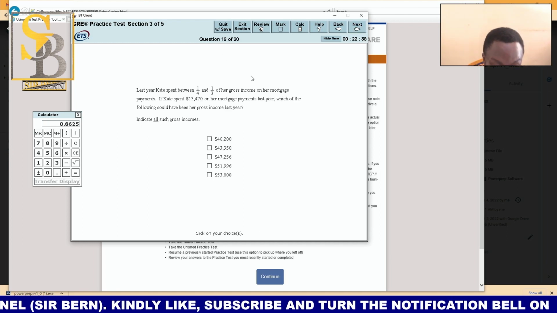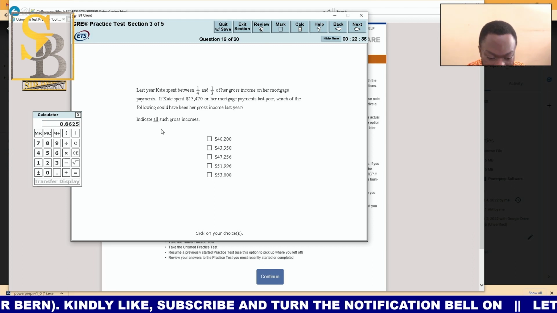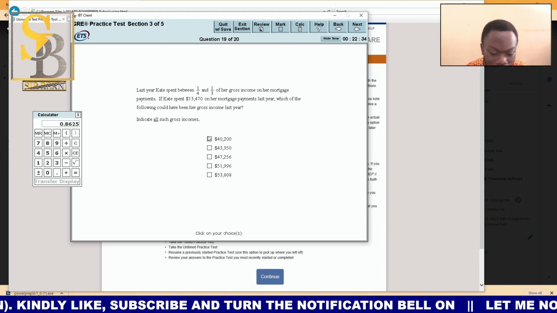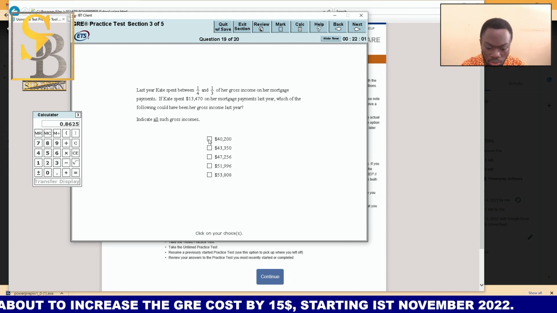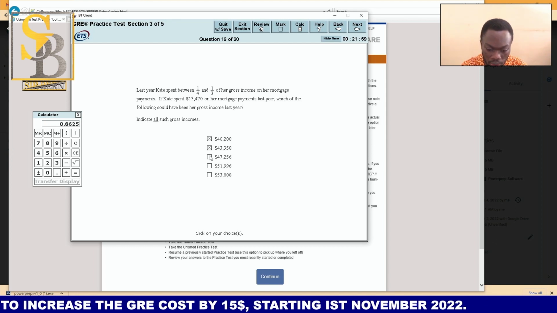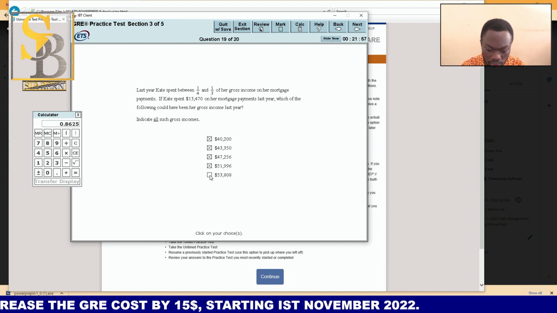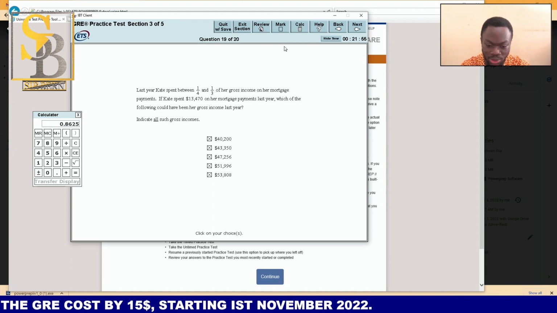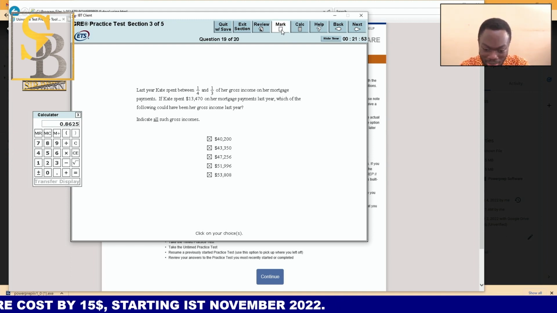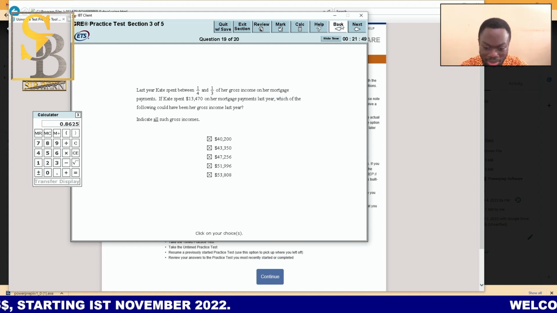The next is multiple choice, multiple answers. Indicate all such gross income. So if it is all, you choose all. So here too, you can use the mark option. I've not been using the mark option. Review is up here, so you can start with review, but maybe wait till you finish.